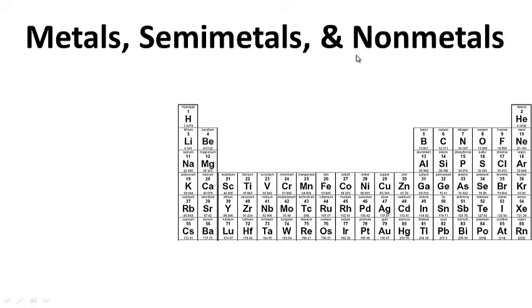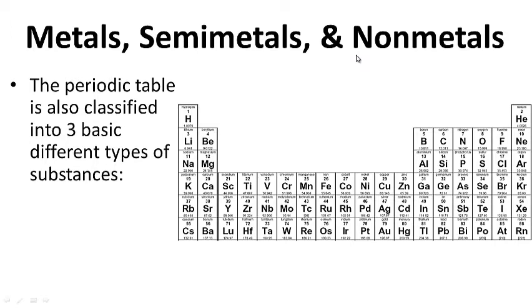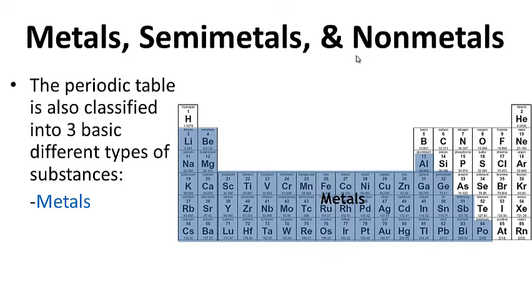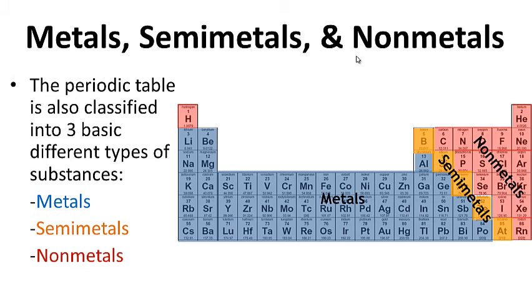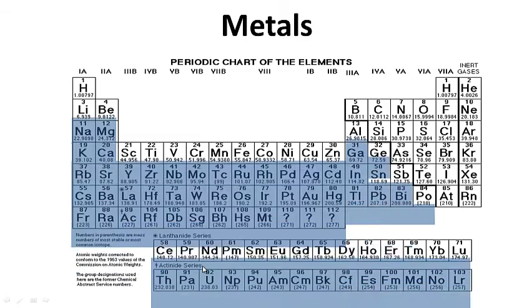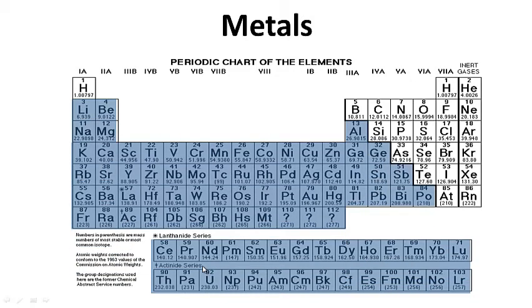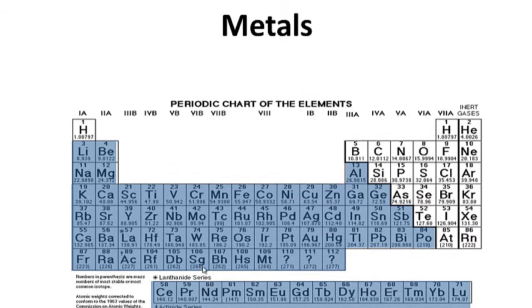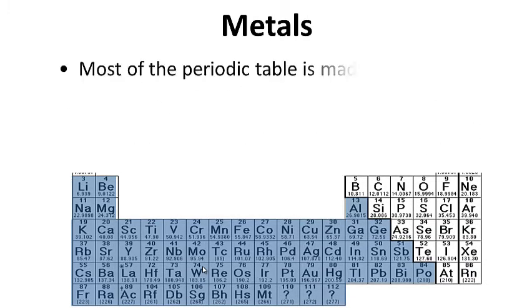Metals, semimetals, and nonmetals. The periodic table is also classified into 3 basic different types of substances. So we have metals, semimetals, and nonmetals. That includes hydrogen up here. Just looking at the periodic table, you can see that most of it is made up of metals.